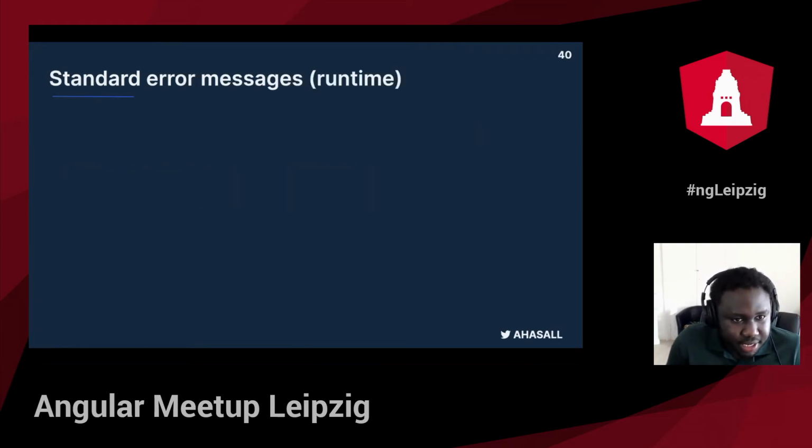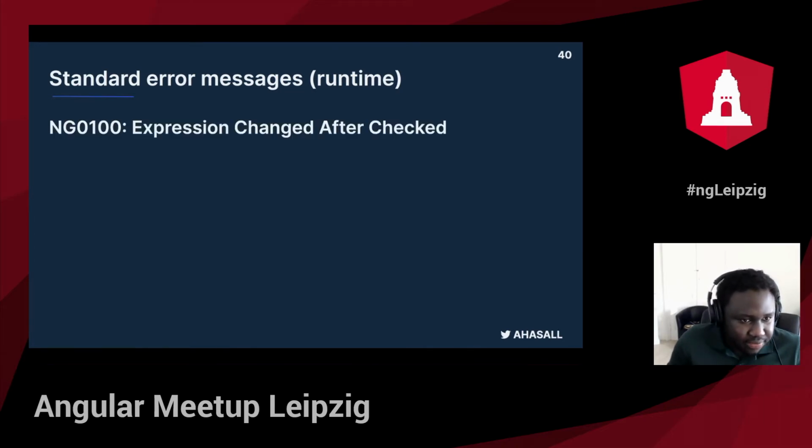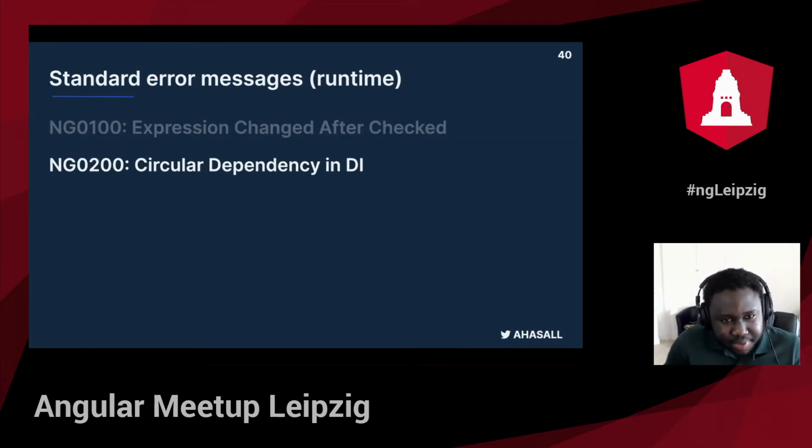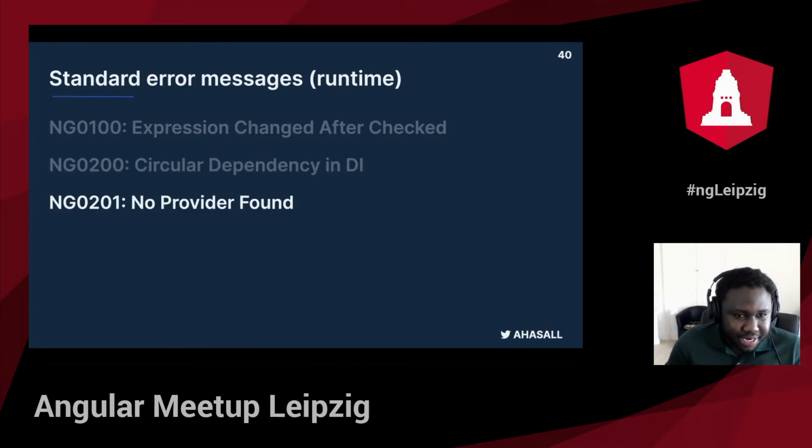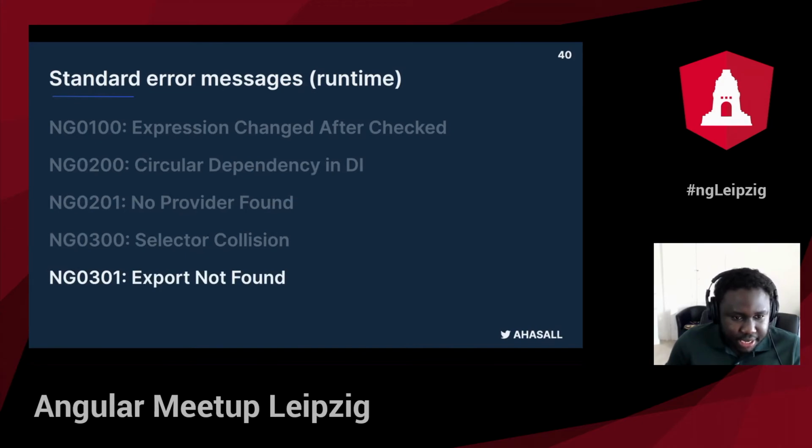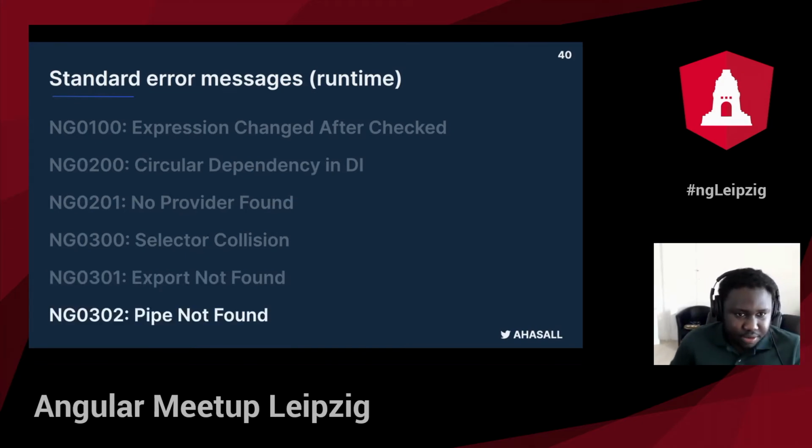So for the standard error messages, like I said, we have them. While developing your Angular application, if you have a runtime error, it will display an error code and point you to the documentation. So we have documentation for expression changed after checked error, circular dependency errors, no provider found, selector collision, export not found, pipe not found. So if you go to the Angular docs, you will see the explanation on why these errors happen and how to solve the issue, which is great.